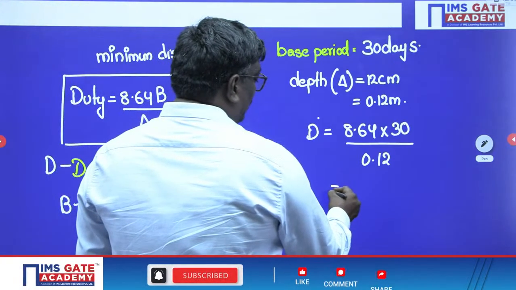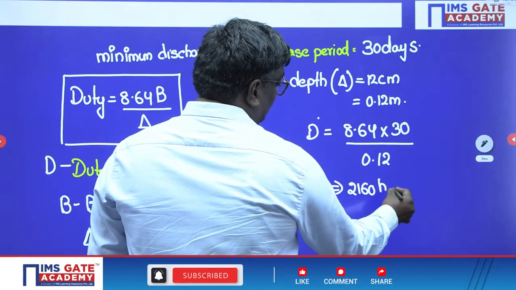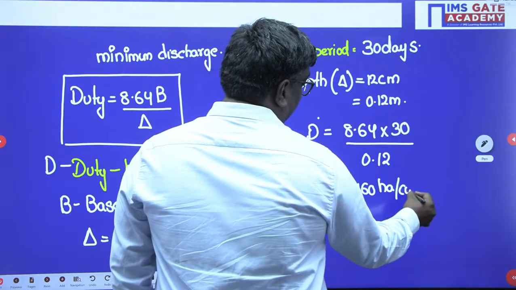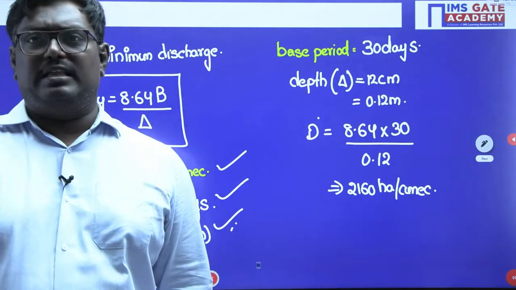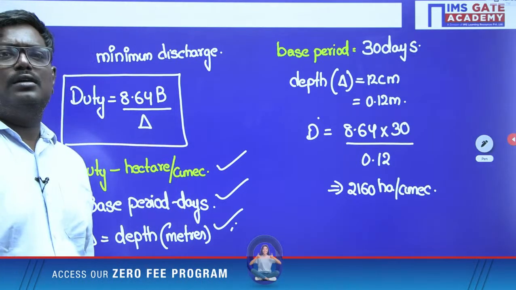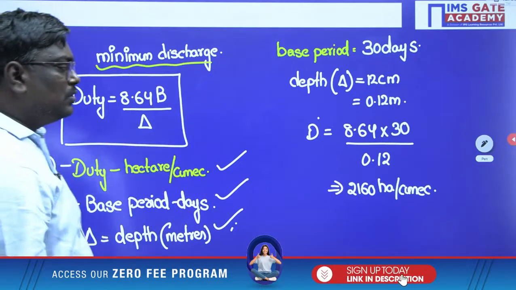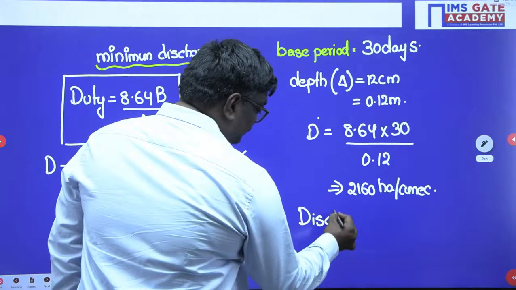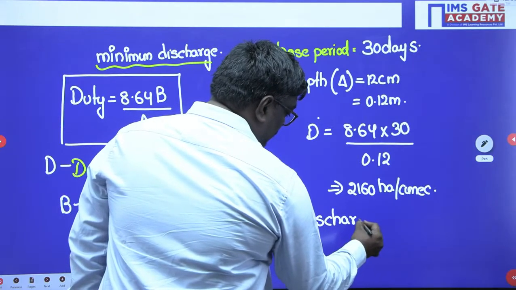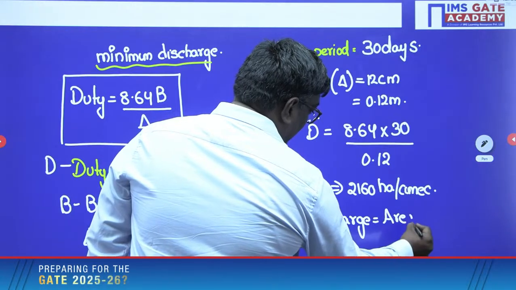You will get a value of 2160 hectare per cubic. But what have they asked, sir? What are they asking in the problem? They are asking the discharge. So discharge will always be equal to area upon duty.